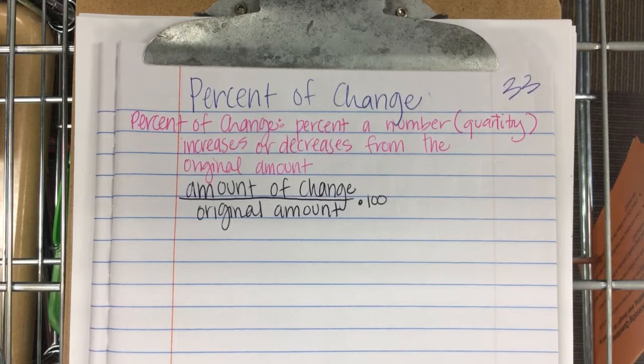It's the amount of change divided by the original amount. How much did it change? Did it change by $20? No. Did it change by $8? The amount of change divided by the original amount. So let's practice.